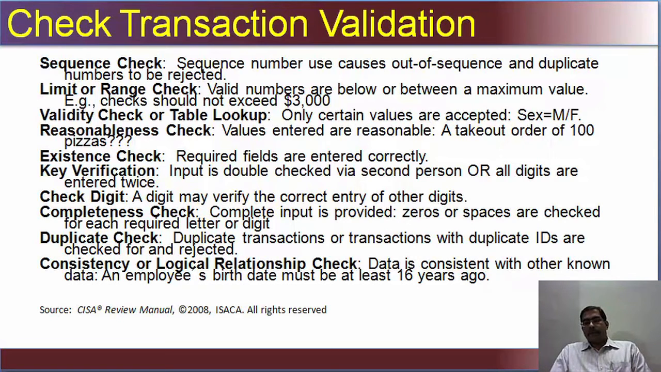Then consistency and logical relationship check. That is to ensure that data is consistent with other known data. For example, an employee's date of birth must make them at least 16 years old or 18 years old. Or when the bank opens an account for a minor, it should verify the date of birth field to check that he is less than 18 years old to be classified as a minor. So these are the transaction validation checks that will have to be performed on an application software.